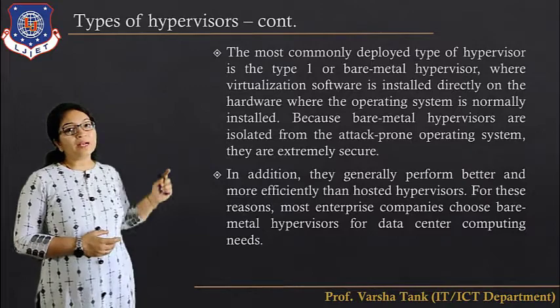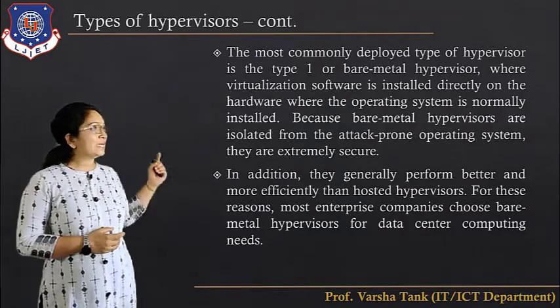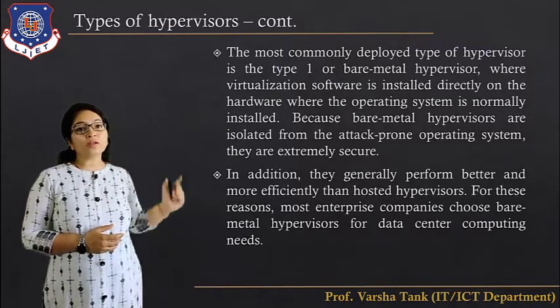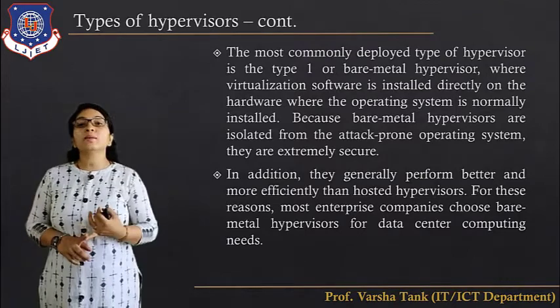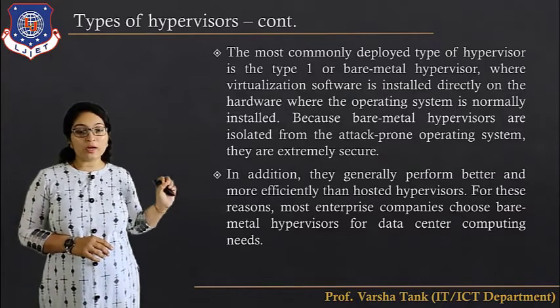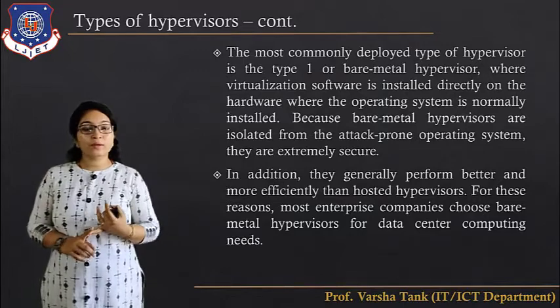Now the most commonly deployed type of hypervisor is a type 1, also known as the bare metal hypervisor, where the virtualization software is installed directly on the hardware where the operating system is normally installed. Here the virtualization software can be directly installed, and in it you can install the operating system. That is known as the type 1 hypervisor.